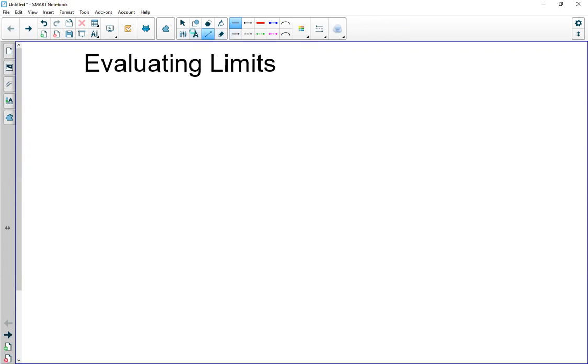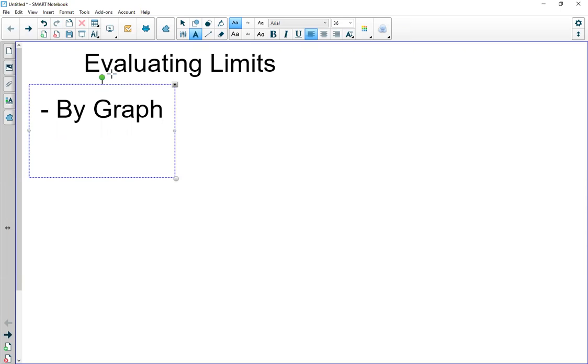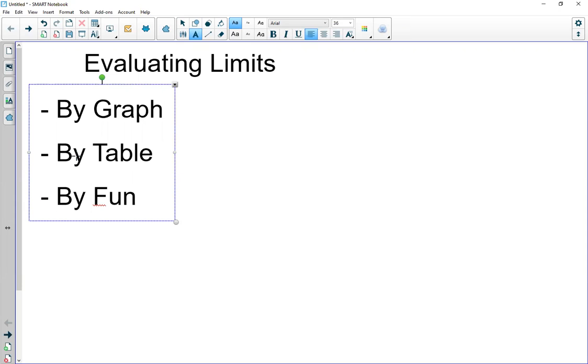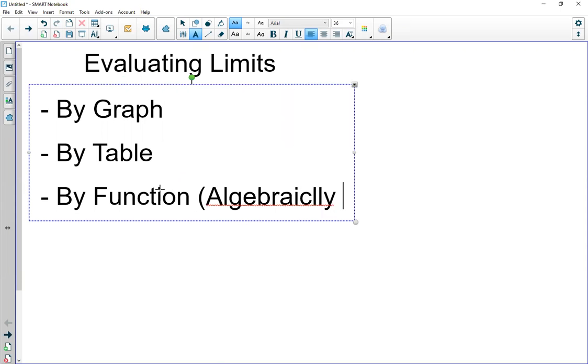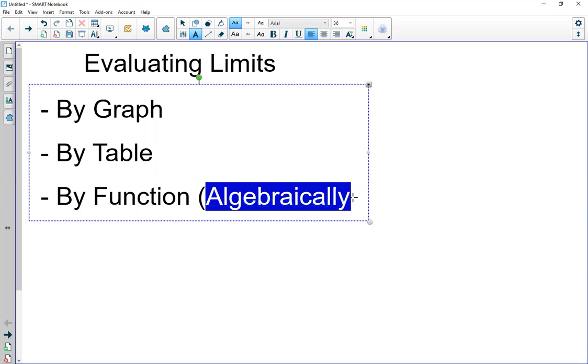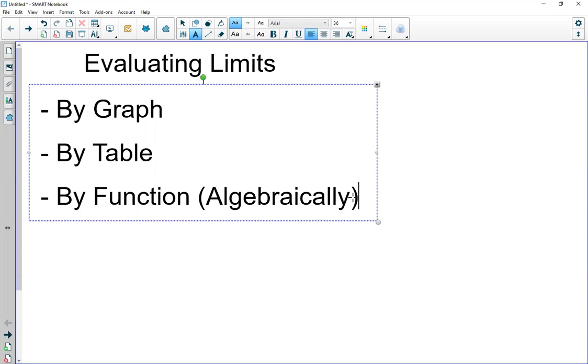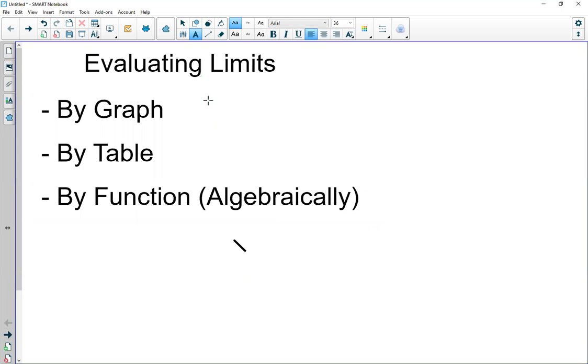So evaluating limits. There are only three ways I will evaluate a limit: by graph, by table, and by function, aka algebraically. Pretty much. The graph and the table, especially the table, are super easy. The only thing that requires work is the algebraic aspect of canceling things.